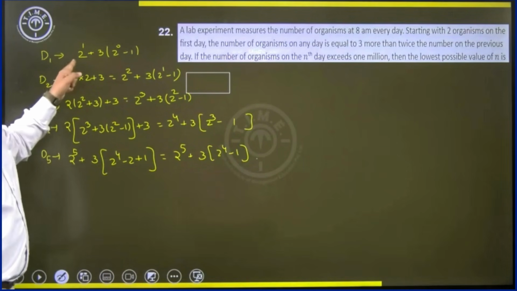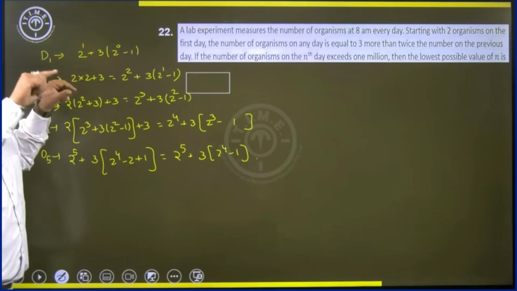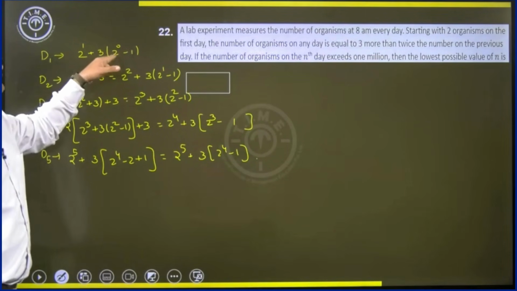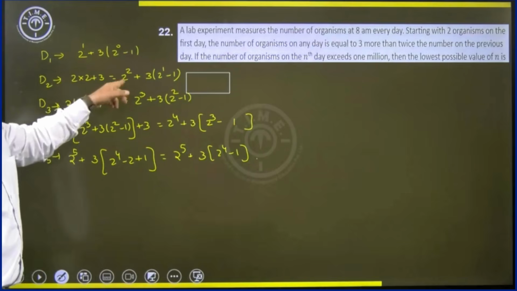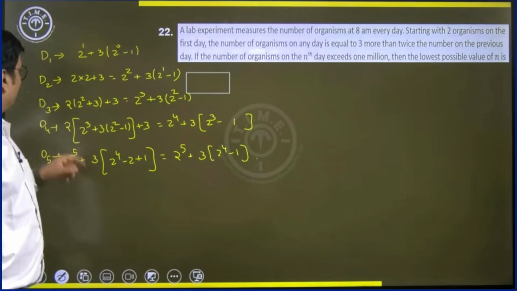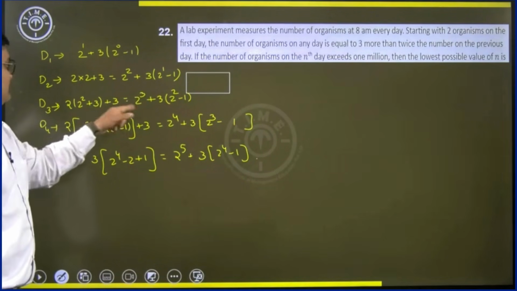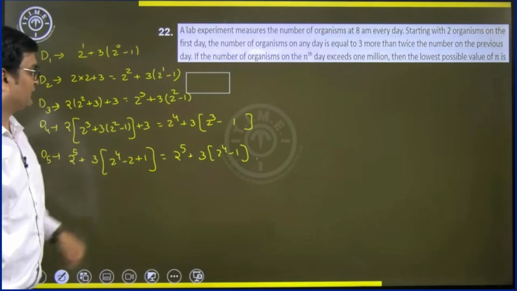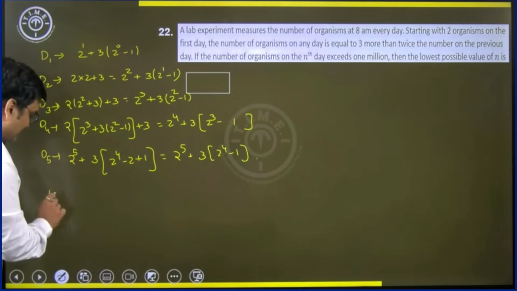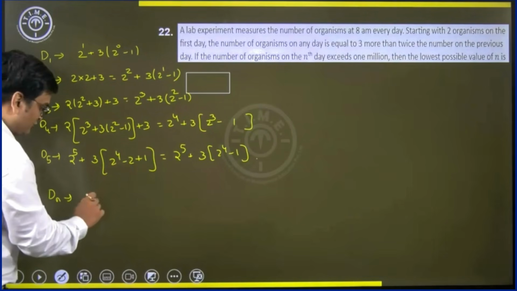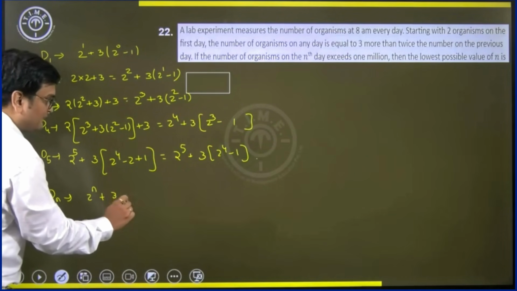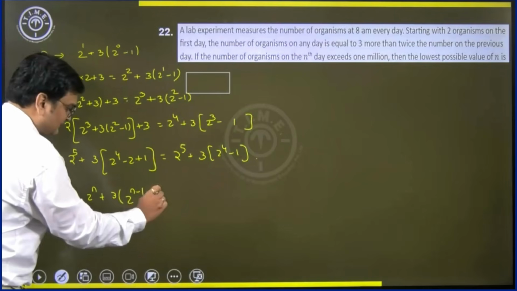The first day, the number of organisms are power of 2, day 1, 2 power 1 plus 3 into 2 power 0 minus 1. Day 2, 2 square, 3 into 2 power 1 minus 1. Day 3, it's 2 cube plus 3 into 2 square minus 1 and so on. So can I generalize and say on day n, number of organisms should be 2 power n plus 3 into 2 power n minus 1 minus 1.